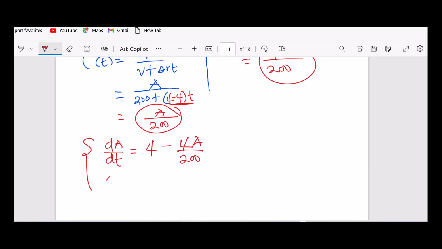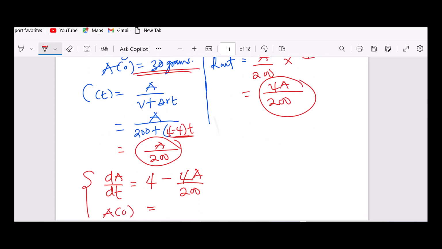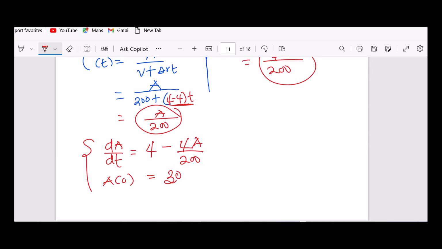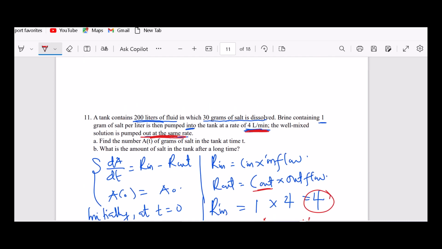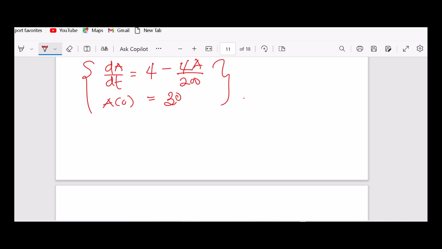Now initially, A of 0 is equal to 30 grams. So we then have to solve this particular problem. The first part is to find the number A(t) of grams of salt in the tank at time t. So we are just going to solve this particular IVP.